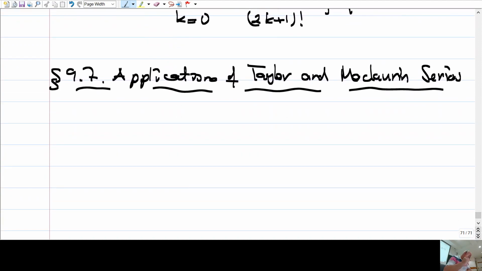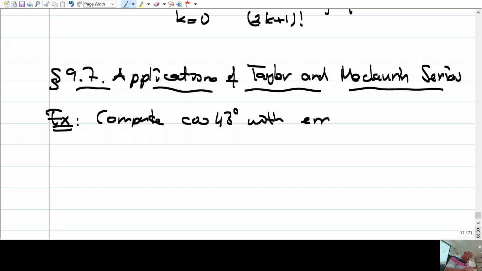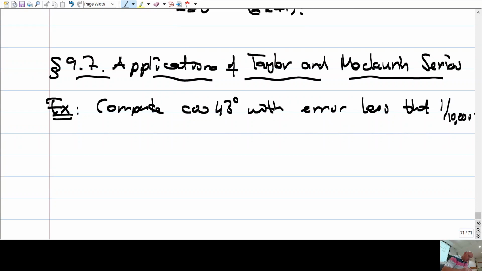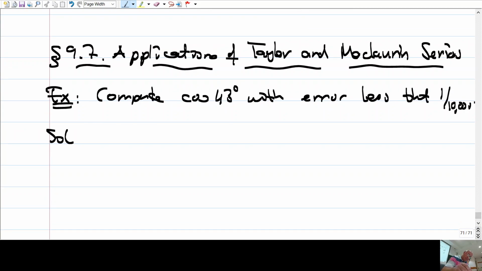Let's do some examples. Compute cosine 43 degrees with error less than 1 over 10,000. Okay, 10,000. Let's see how we can do this.